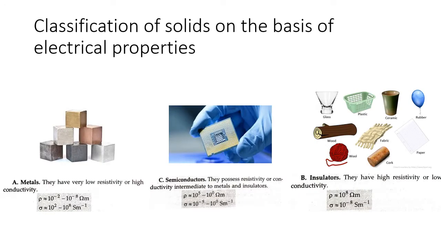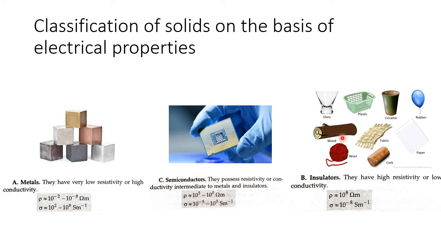In this lesson, we'll discuss semiconductors. Before we discuss semiconductors, let us classify our solids on the basis of their electrical properties. Let us consider metals. Metals are conductors. Why are they conductors? Because they have low resistivity and high conductivity. As you can see, low resistivity and high conductivity.